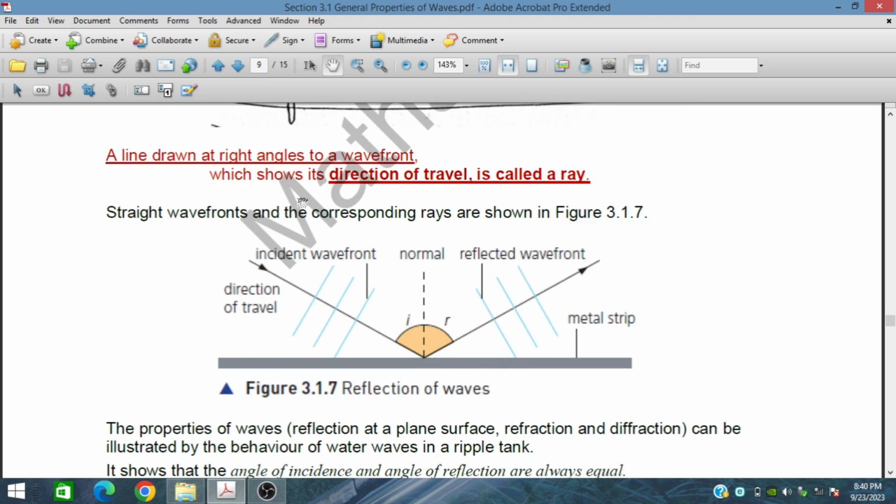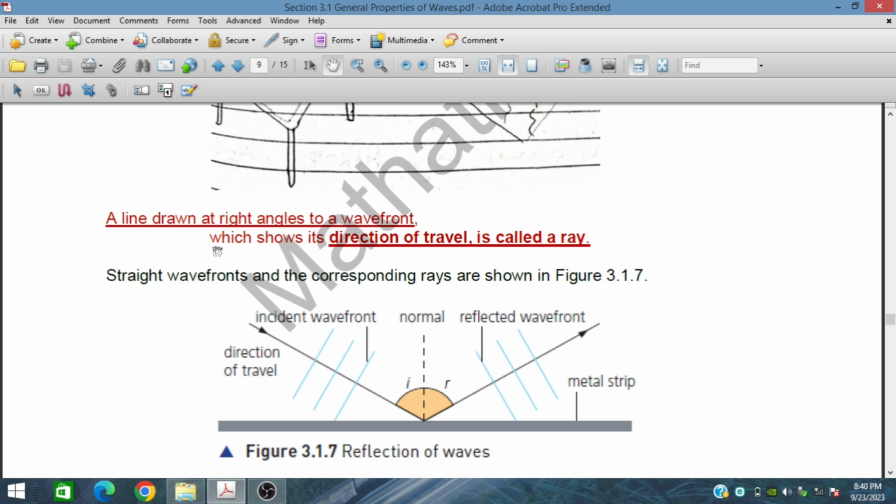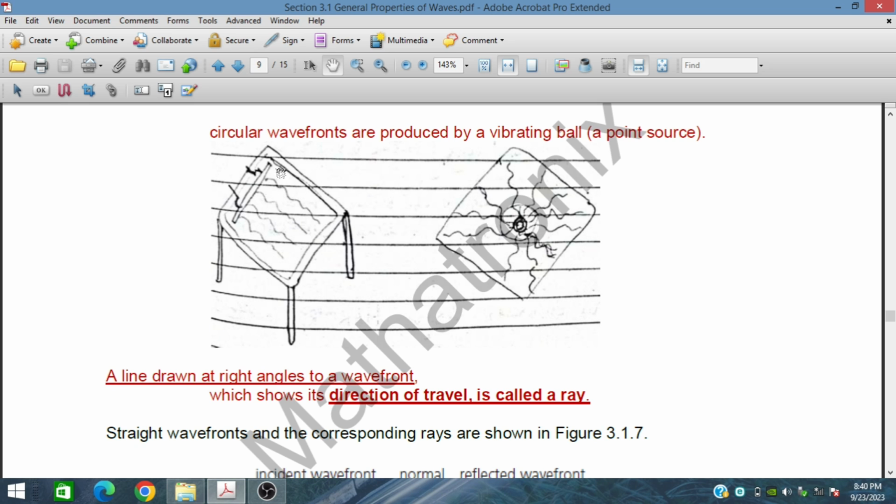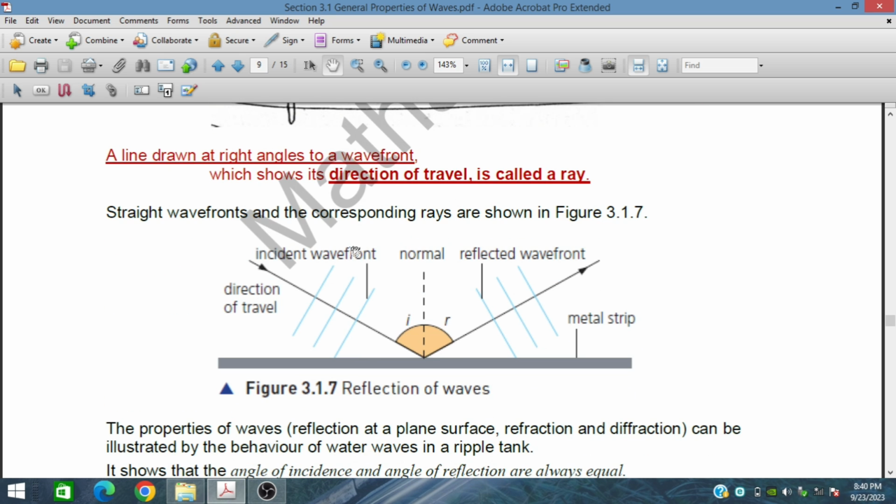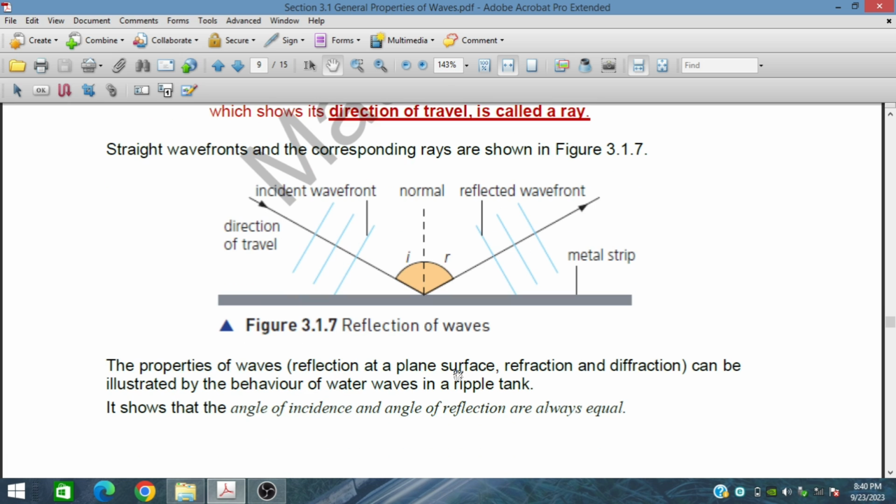A line drawn at right angles to a wavefront shows its direction of travel. Suppose this is the wavefront, and the direction of wave travel is called a ray. If this is the wavefront, this is the incident wave, and this is the reflected wave. Straight wavefronts and corresponding rays are shown in figure 3.17. The properties of waves, reflection at a plane surface, refraction and diffraction, can be illustrated by the behavior of water waves in a ripple tank.